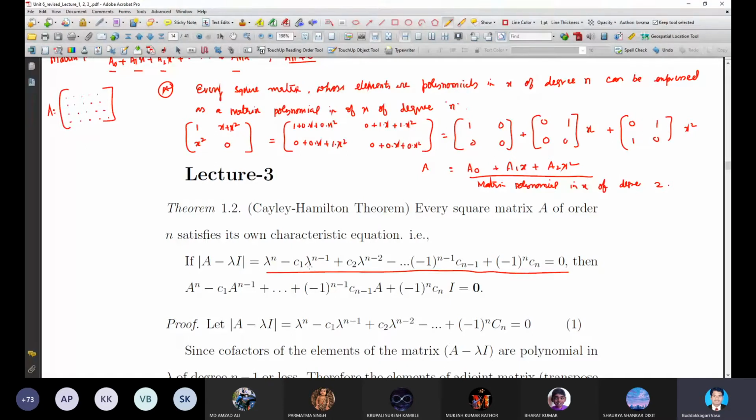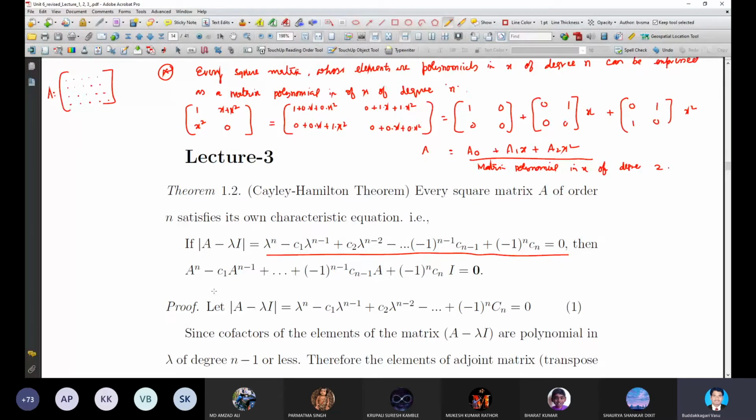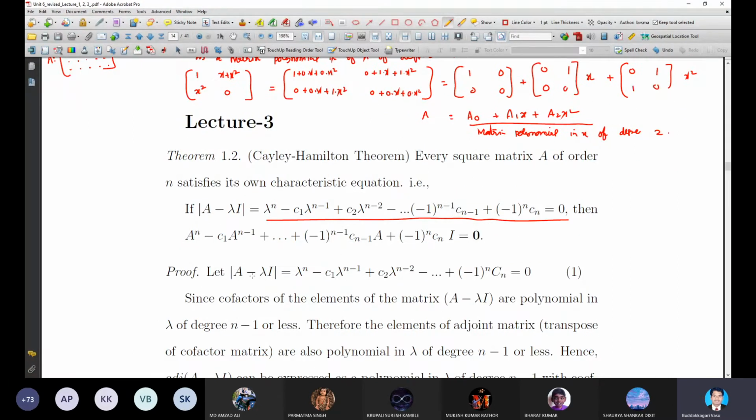It has very good, wide applications in finding the inverse of the matrix as well as the power of the matrix. Let's see. Consider the square matrix A and its characteristic equation, determinant of A minus lambda I, is equal to lambda power n minus c1 lambda power n minus 1 plus c2 lambda power n minus 2 and so on, plus minus 1 whole power n into cn. This is small c, not capital C.